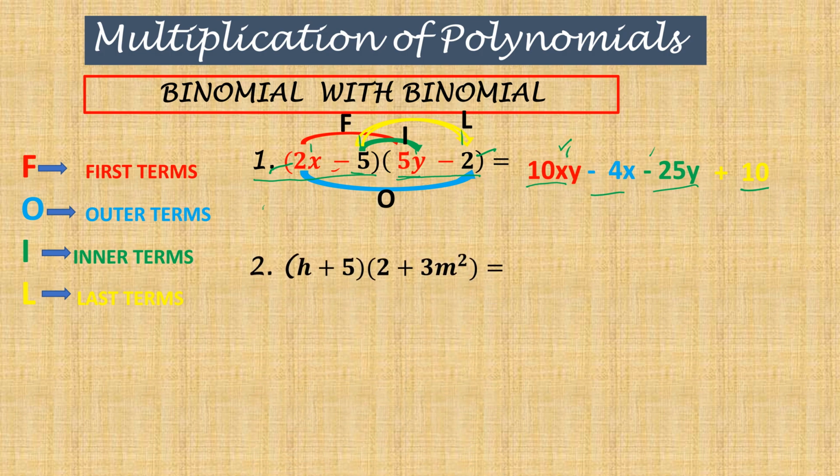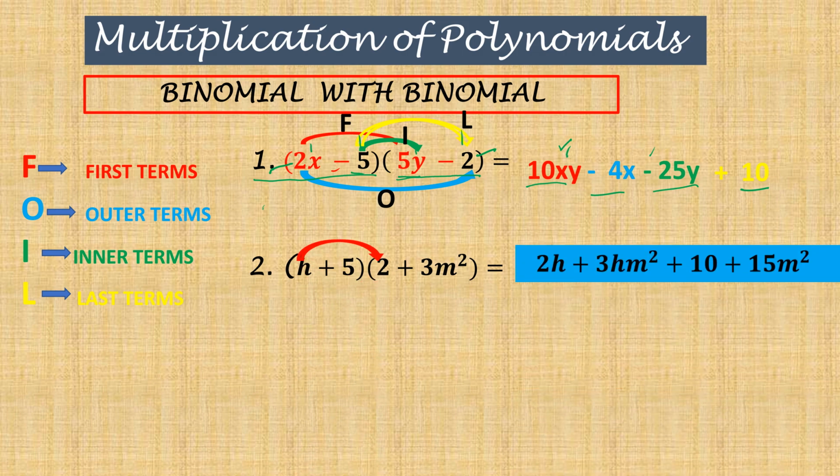Okay, let's proceed to another example. h plus 5 times 2 plus 3m to the power of 2. Where are our first terms? Our first terms are the h and the 2. That is why we have the 2h. Followed by the outer terms, which are the h and the 3m squared. So therefore we have 3hm squared, because we simply multiply 3m squared times h.